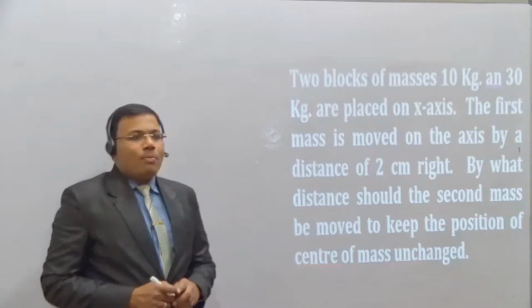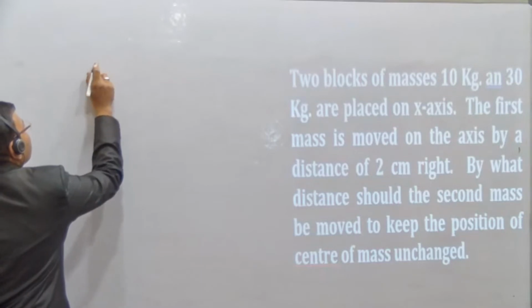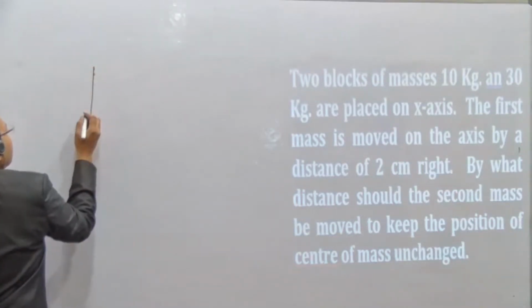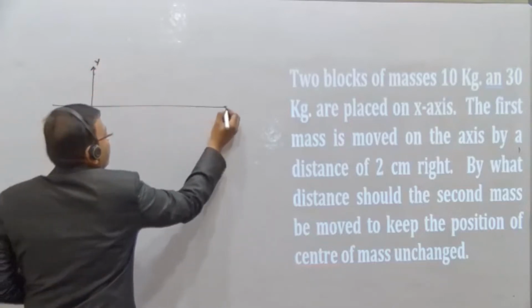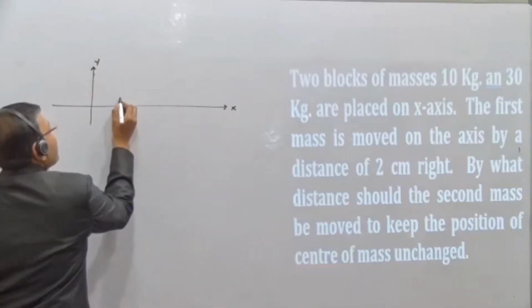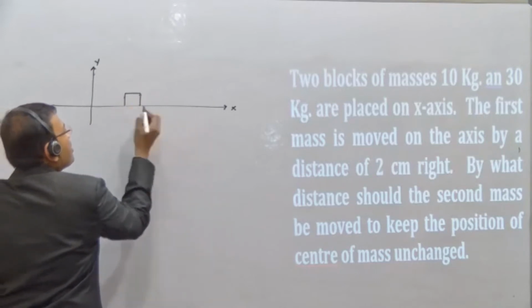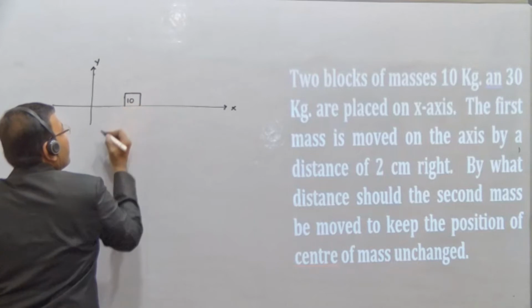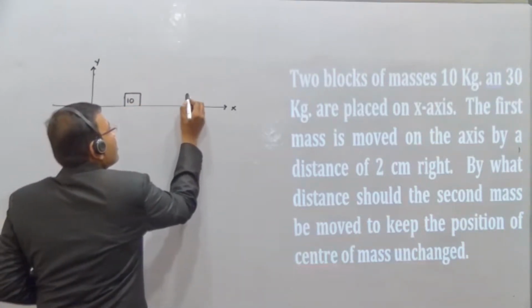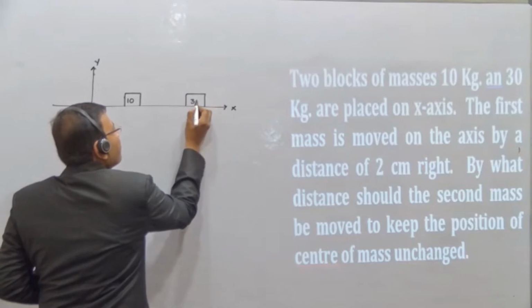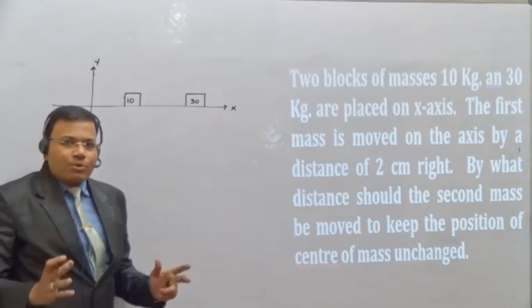I'm keeping 2 objects, 2 blocks. So this is the y-axis, this is the x-axis. I'm keeping 1 block here, and it's clearly mentioned, this is the 10 kg block, and another block is somewhere here, this is the 30 kg block. Both are kept on the x-axis.